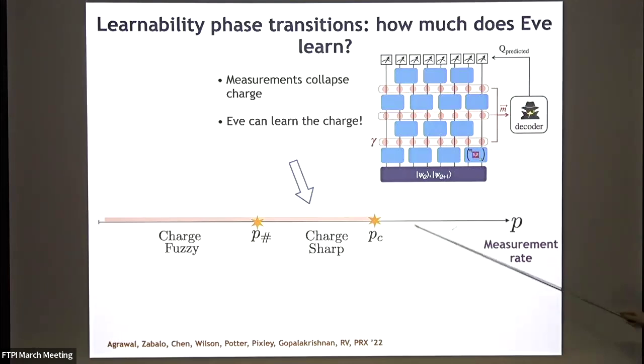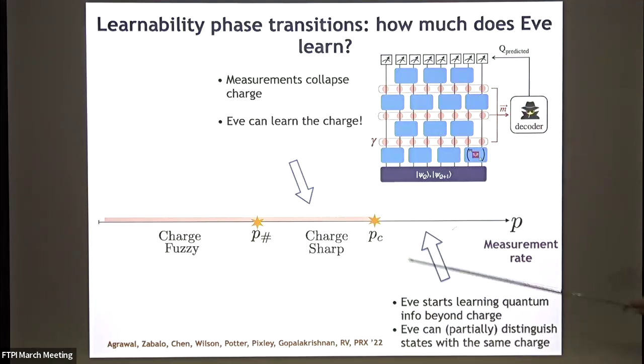You'll notice I have another threshold over there. I won't talk too much about this, but basically beyond that threshold you start learning stuff beyond charge. Eve will be able to distinguish states that are within the same charge sector, for example. All those transitions have to do with how much you extract from the measurements. The intuition is that charge is something easy. It's easier to distinguish states that have a global label than states that are within a given charge sector. Those are harder to distinguish, so you need to measure more. You have a different threshold here.